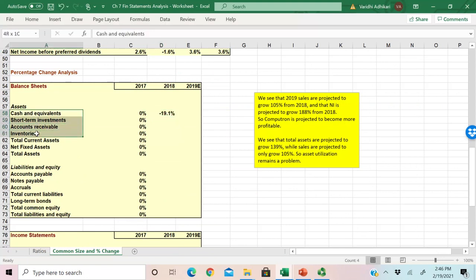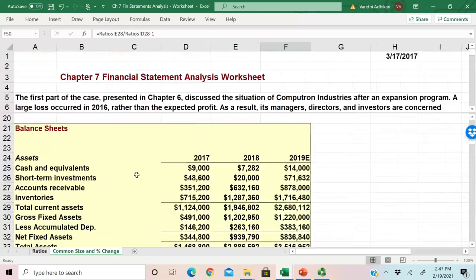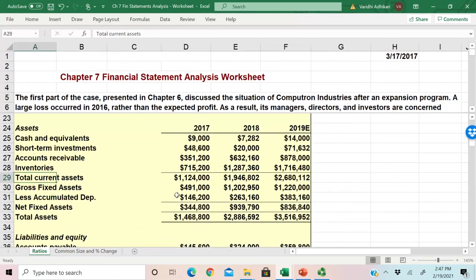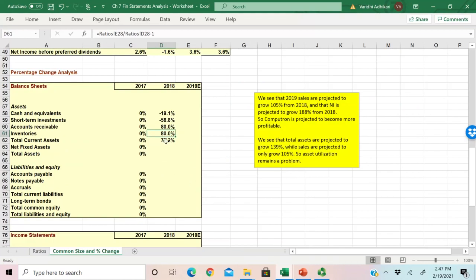Short-term investment, accounts receivable, inventories, total current assets, I think they occur in this order, so I can just drag it down. I don't have to lock anything here because I'm comparing item to item. So inventory will be E28 divided by D28, minus 1. So inventory increased, and so on.